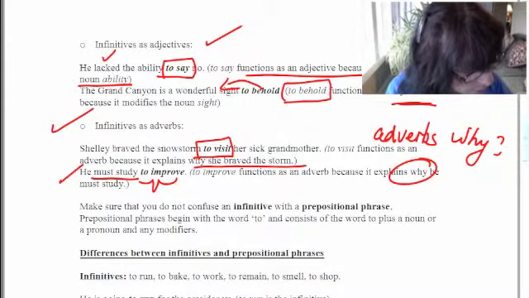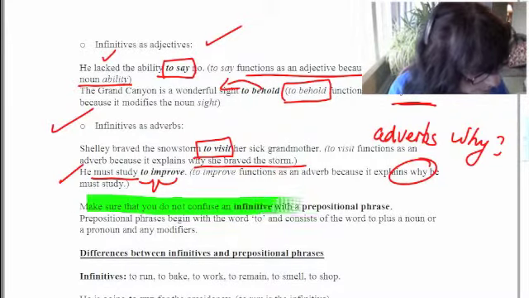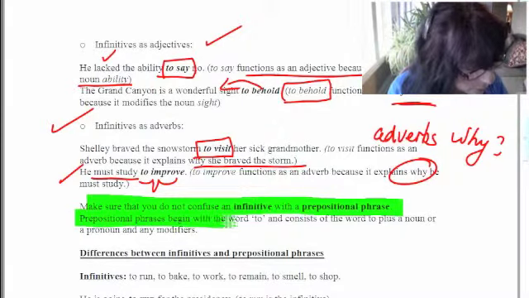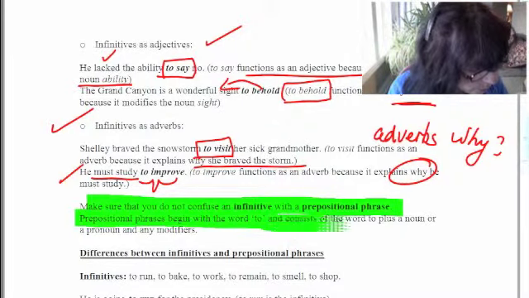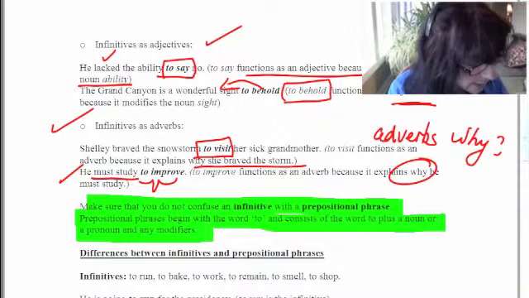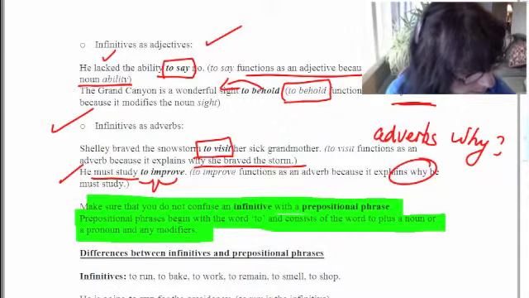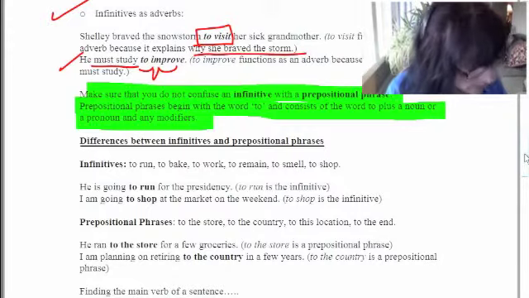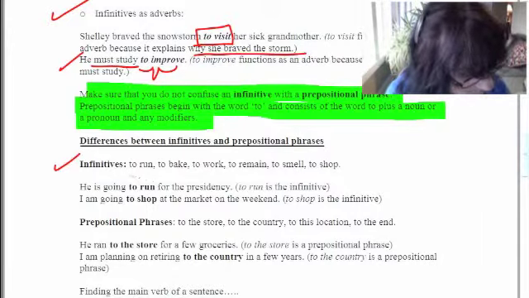You have to make sure that you do not confuse an infinitive with a prepositional phrase. A prepositional phrase begins with the word to, and it also consists of not only the word to, but a noun or pronoun as well as modifiers. Let me give you some examples to make it a little clearer. Here's the difference between an infinitive and a prepositional phrase.